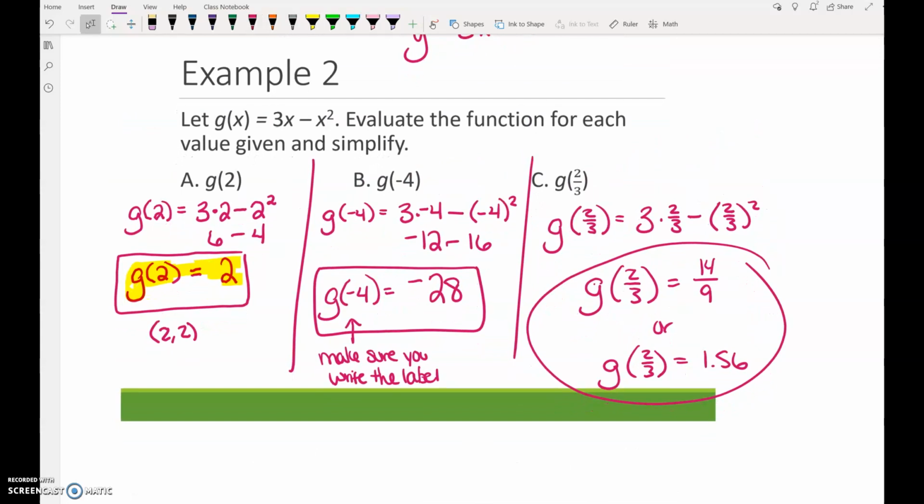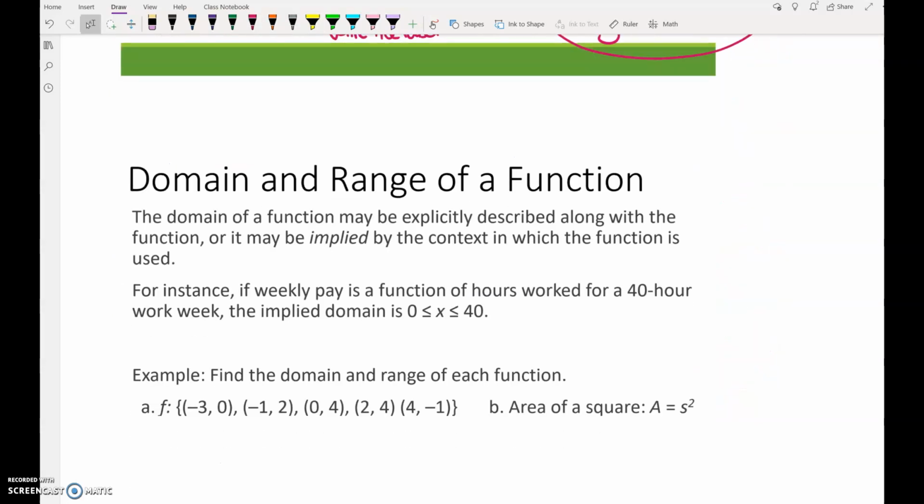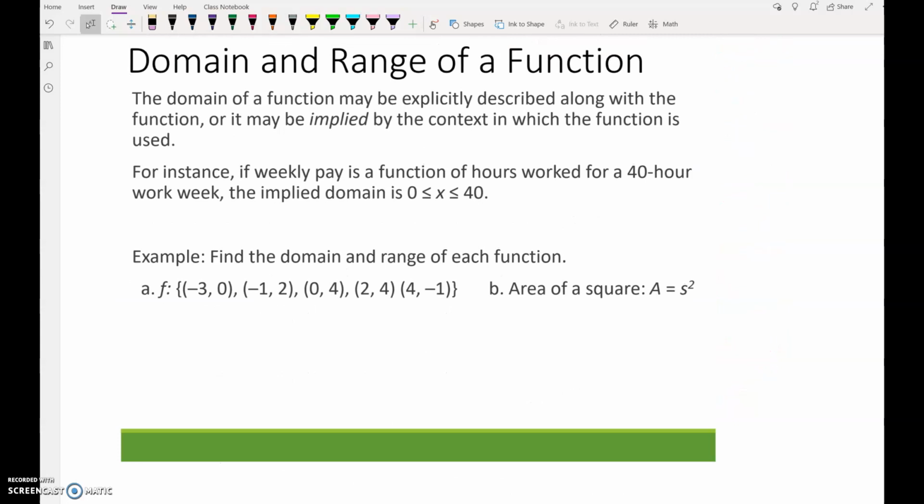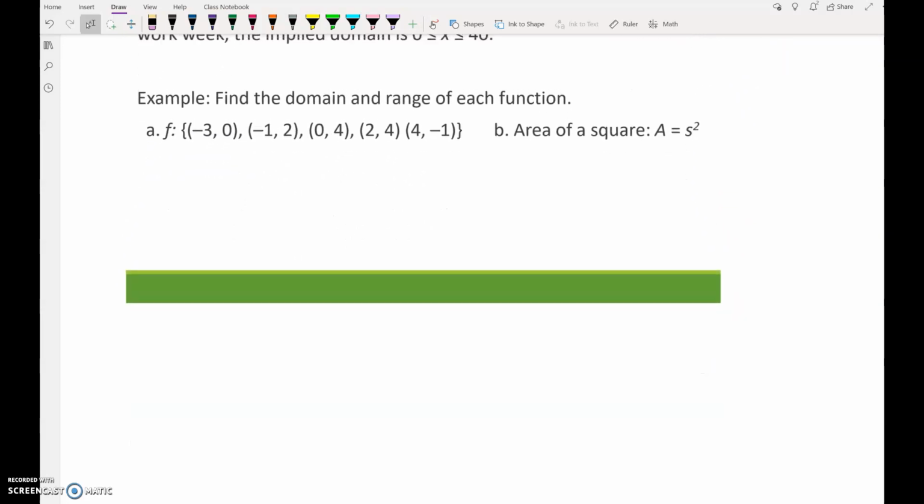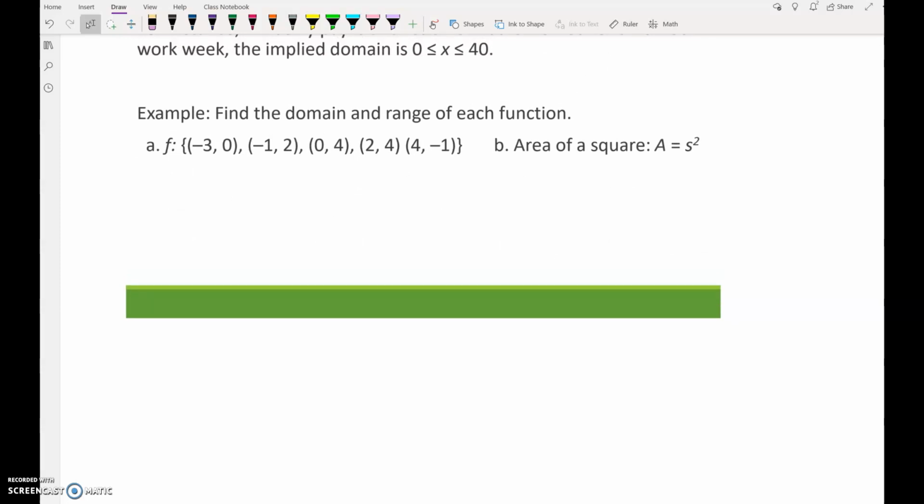Okay, the last thing we need to talk about is domain and range of the function. If you're given a list of ordered pairs, domain and range are super easy. If you're given something like area of a square, it's a little bit more complex. So if you're given a list of ordered pairs, for the domain, you are simply listing the x values. So I will highlight the x values in yellow. You want to write it in numerical order from smallest to largest and no repetition.